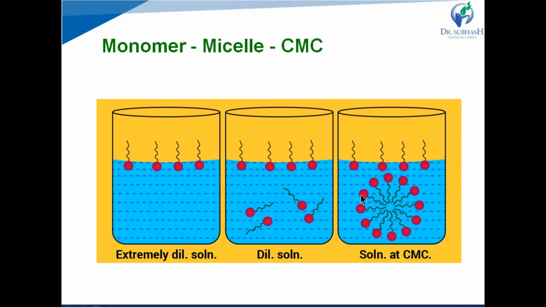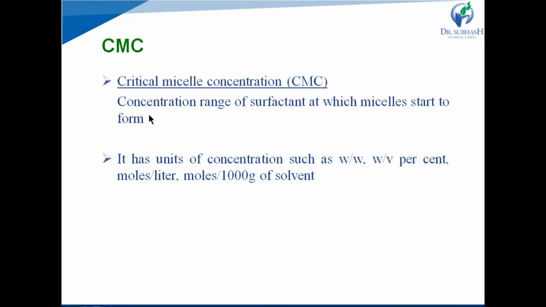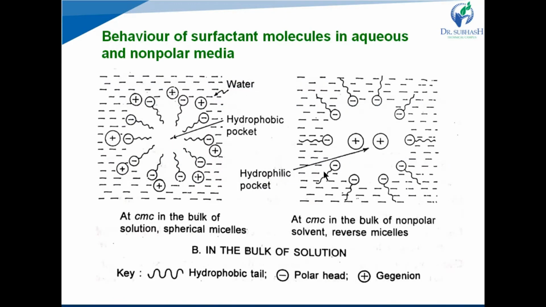This micelle contains about 50 monomers and the size of the micelle is nearly 50 angstrom. So the concentration at which the micelle starts to form is known as the critical micelle concentration. This is the critical micelle concentration. It gives the concentration range of the surfactant at which micelles start to form. It has units of concentration such as weight by weight, weight by volume percentage, moles per liter, moles per 1000 gram of solvent.